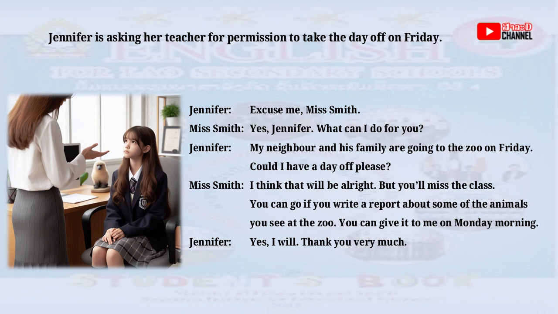Excuse me, Miss Smith. Yes, Jennifer. What can I do for you? My neighbor and his family are going to the zoo on Friday. Could I have a day off, please? I think that will be all right. But you'll miss the class. You can go if you write a report about some of the animals you see at the zoo. You can give it to me on Monday morning. Yes, I will. Thank you very much.